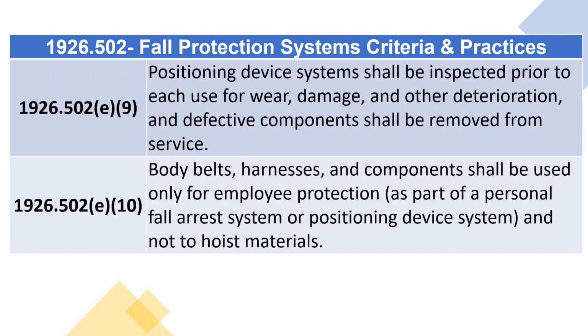1926.502(e)(9) Positioning device systems shall be inspected prior to each use for wear, damage, and other deterioration, and defective components shall be removed from service. 1926.502(e)(10) Body belts, harnesses, and components shall be used only for employee protection, as part of a personal fall arrest system or positioning device system, and not to hoist materials.